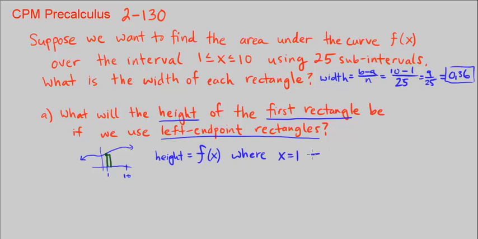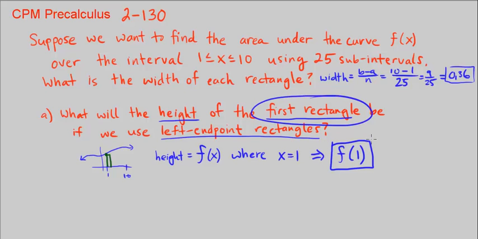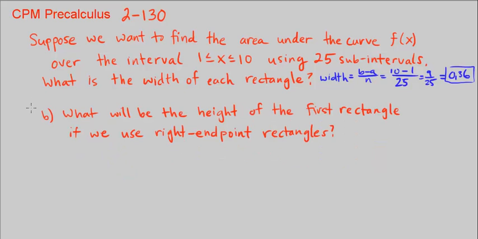If we plug in x equaling 1, that's the same thing as saying f of 1 as the input. So instead of x, we're saying x is 1. So the height of the first rectangle is f of 1. Alright, let's go on to part B. Part B says, what will be the height of the first rectangle if we use right endpoint rectangles?